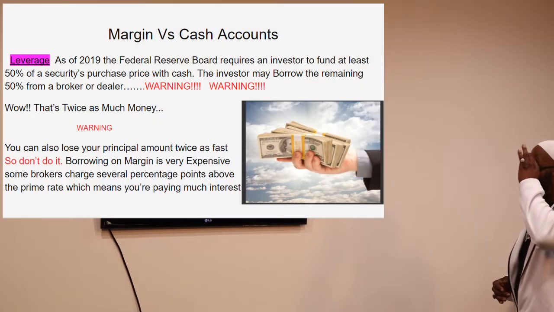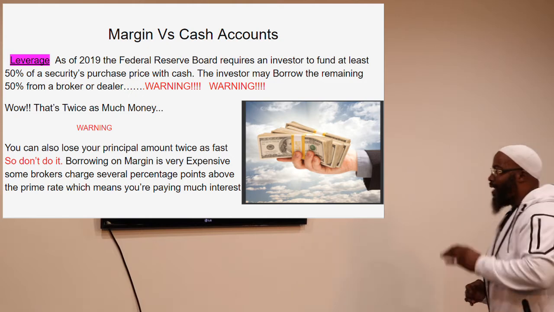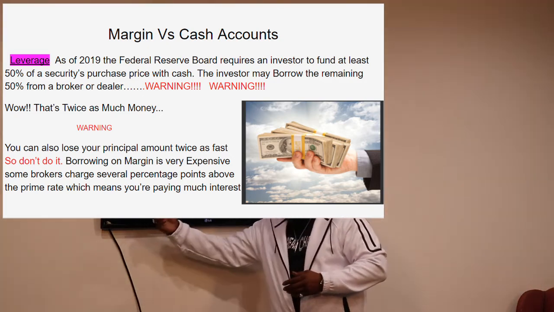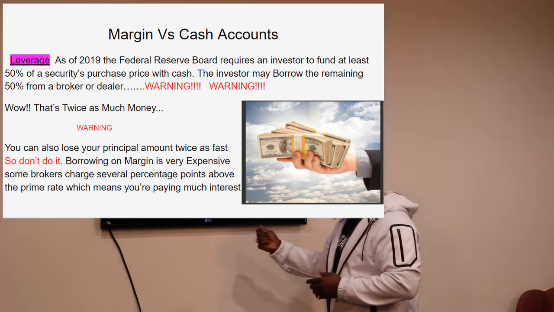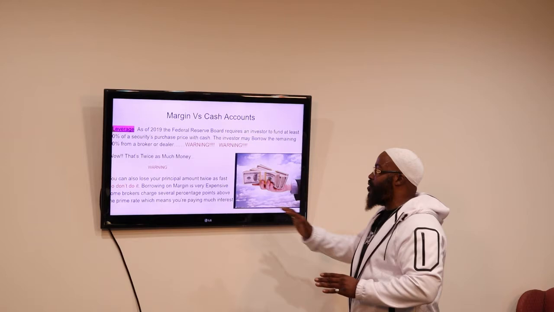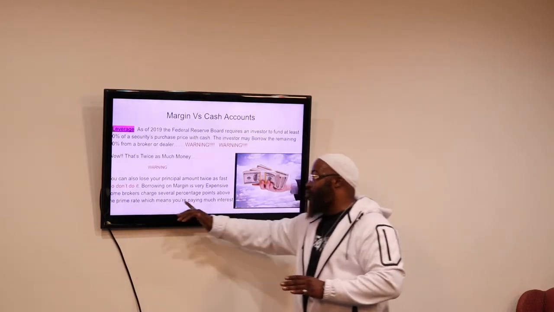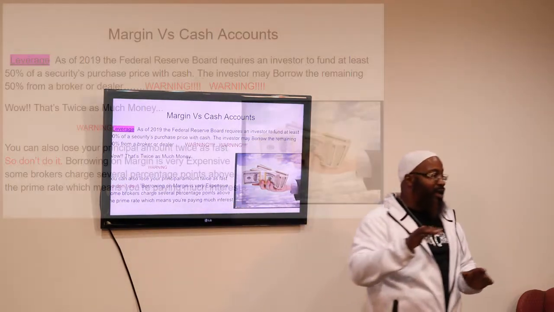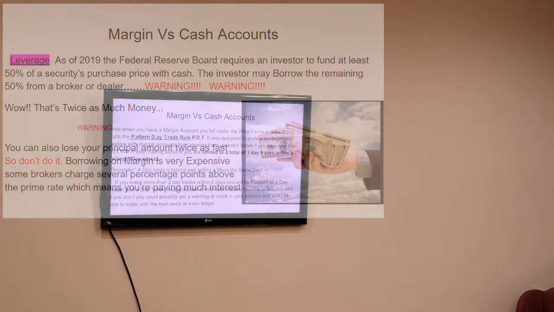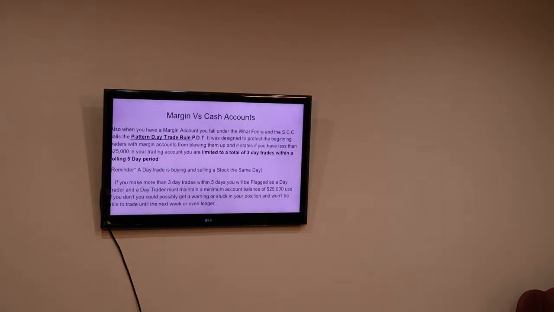Warning, warning, warning. Twice as much money, meaning that you can lose your principal amount twice as fast. Borrowing on margin is very expensive. Some brokers charge several percentage points above the prime rate, which means you're paying a lot of interest. And this is something that we do not encourage. This is something that I do not want you guys to do, being that I'm strictly against interest.